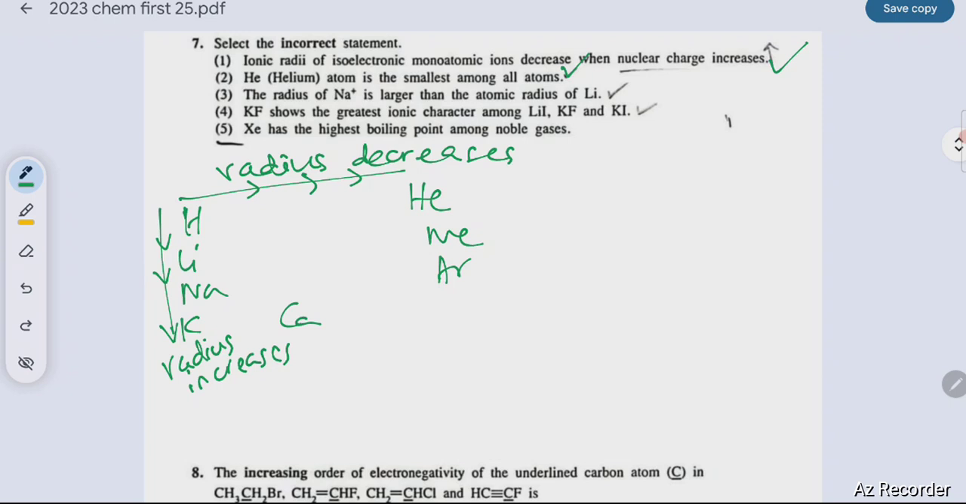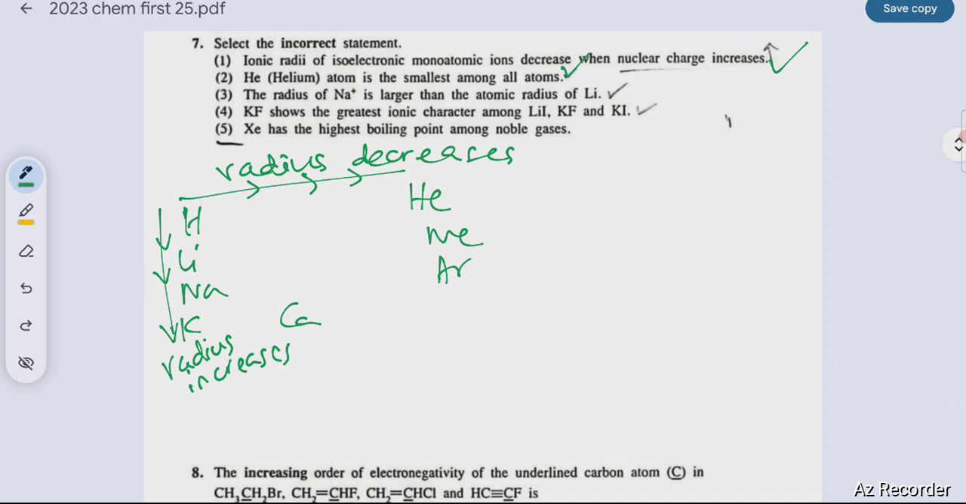Across a period, the nuclear charge is increased. A higher number of protons are there, so the electrons are shifted more towards the nucleus. Across a period, there is the same number of energy levels. If we take the second period, everyone has 2 energy levels, so the number of energy levels is the same. Then why does the radius decrease across the period?